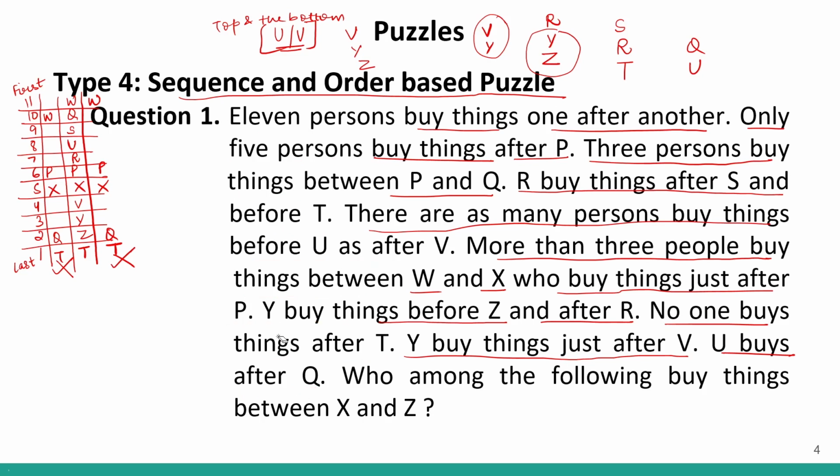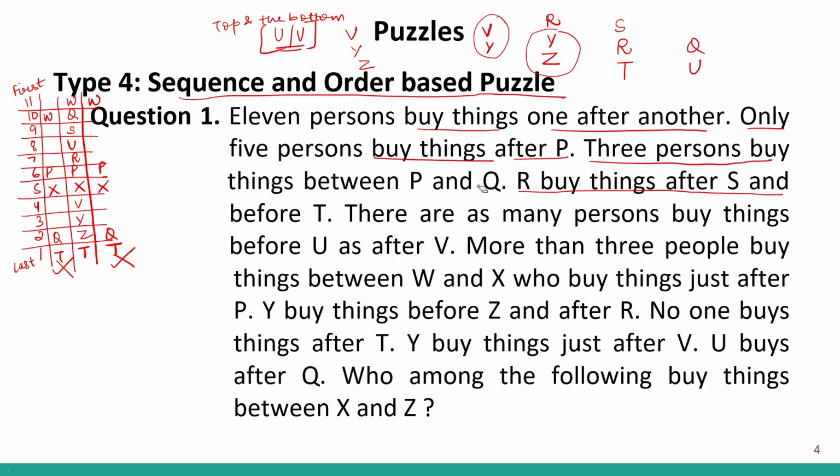Whenever we get questions like this, I recommend that if you have time in the examination, please recheck your work, because sometimes we miss one or two conditions and that makes the answer wrong. So we will check this possibility number 2. The first statement said that only 5 persons buy things after P. So 1, 2, 3, 4, 5, this condition is satisfied. 3 persons buy things between P and Q. I have my P here, I have my Q here. This condition is also satisfied.